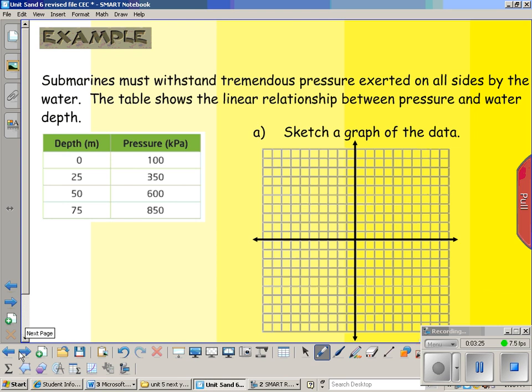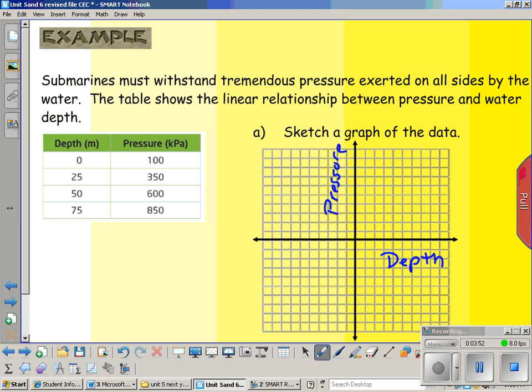Submarines must withstand tremendous pressure exerted on all sides by the water. The table shows the linear relationship between pressure and water depth. So the first thing we want to do is sketch a graph. Now we are dealing with the pressure depends on the depth. So the pressure is going to be our dependent variable, and the depth is going to be our independent variable.